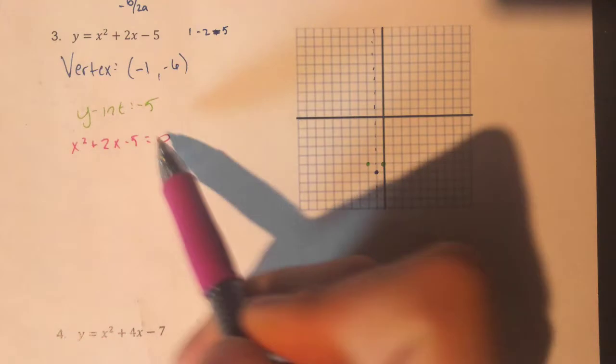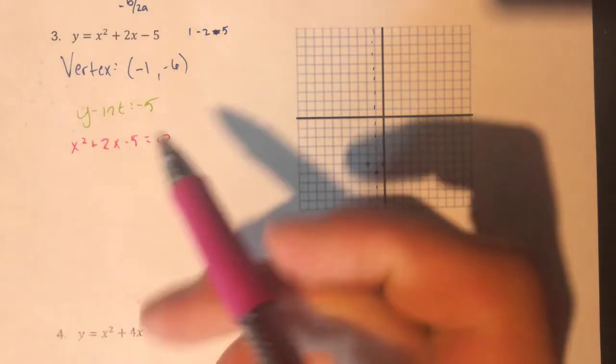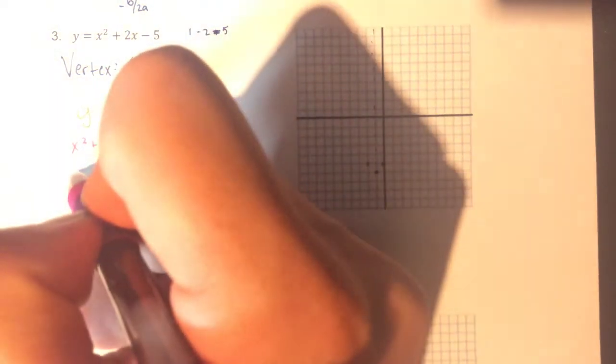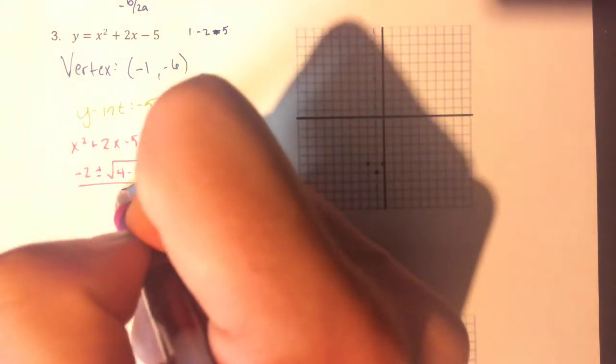Okay, and then the x-intercepts, you take that quadratic, set it equal to 0, and solve that. Now again, this one's not factorable, so I do the quadratic formula. The opposite of b plus or minus the square root of b squared minus 4 times a times c all over 2a.